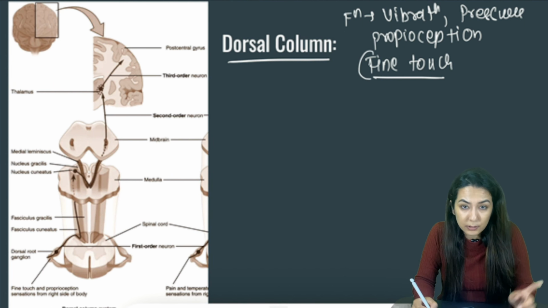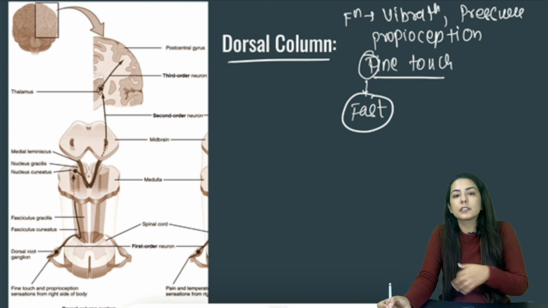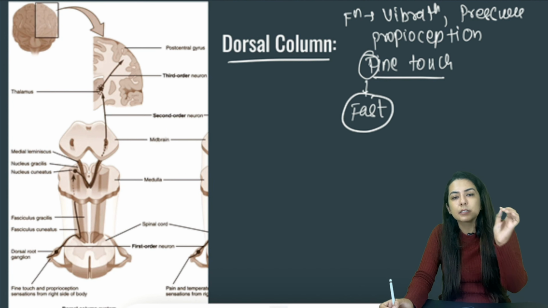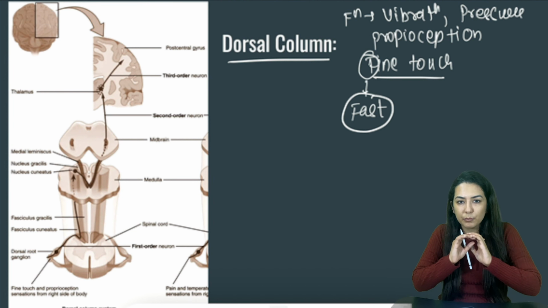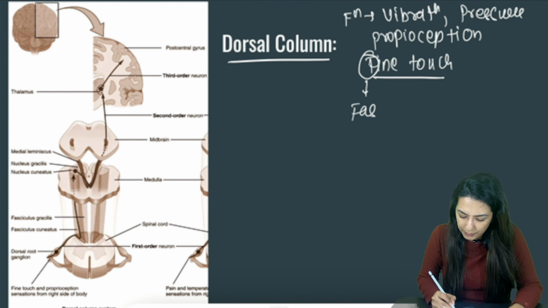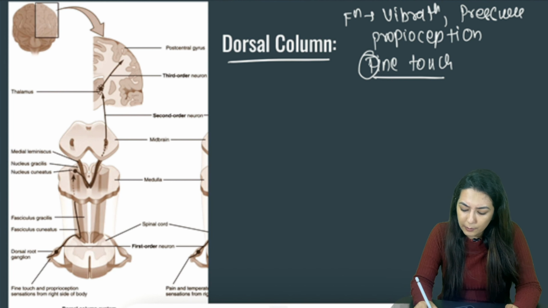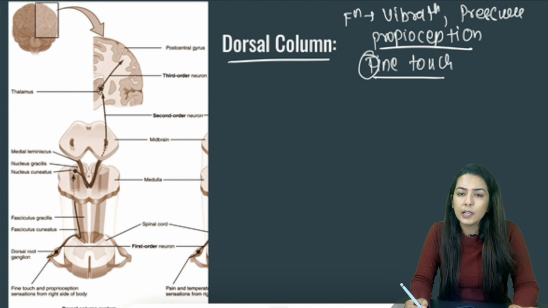As I told you in the last slide, fine, you remember, fast. Fine touch is carried by dorsal column. Fine is equal to fast. Fast means heavily myelinated nerve units. You know that the more the myelination, the faster the conduction. I hope this is easier to remember. So these are the sensations that it carries. Now proprioception, I told you already, GTO is the receptor.